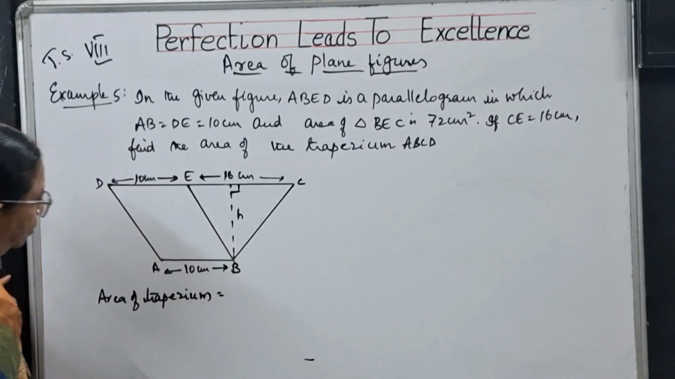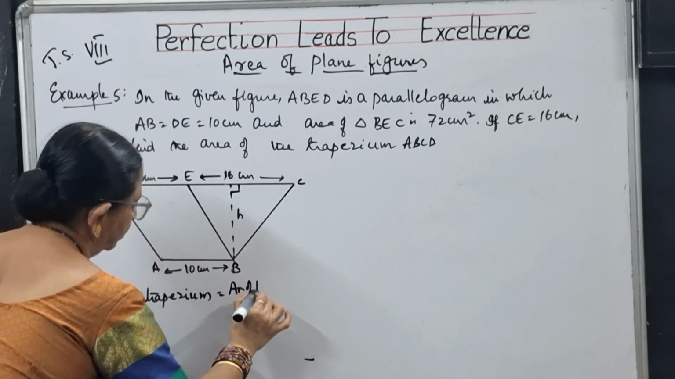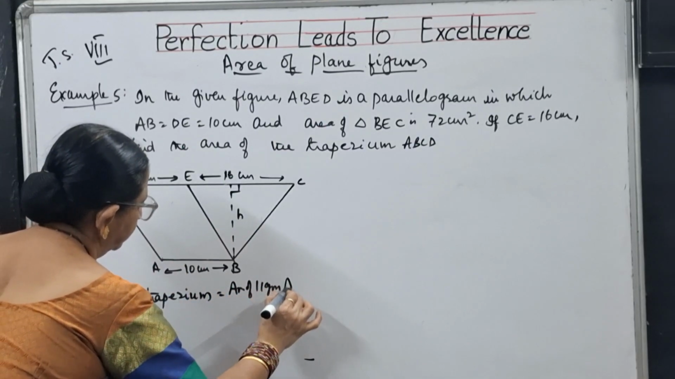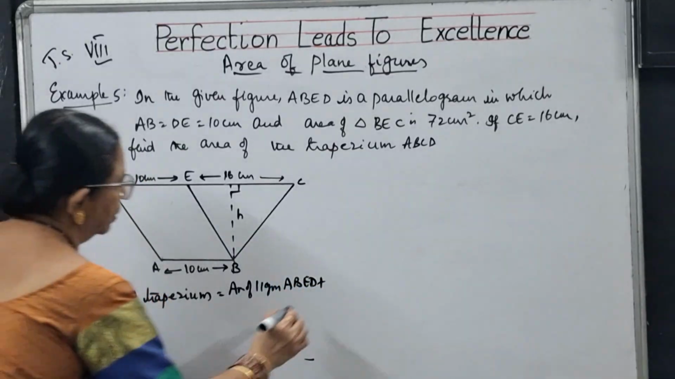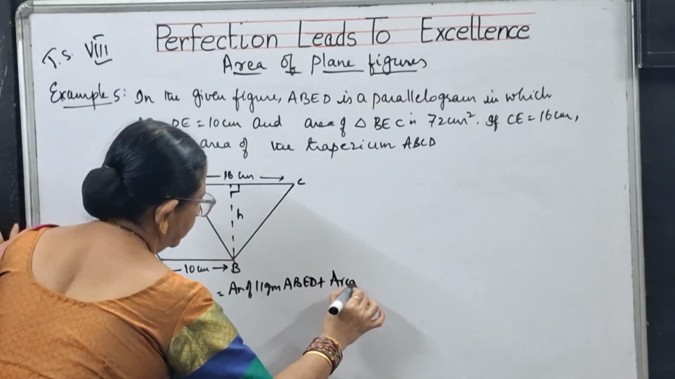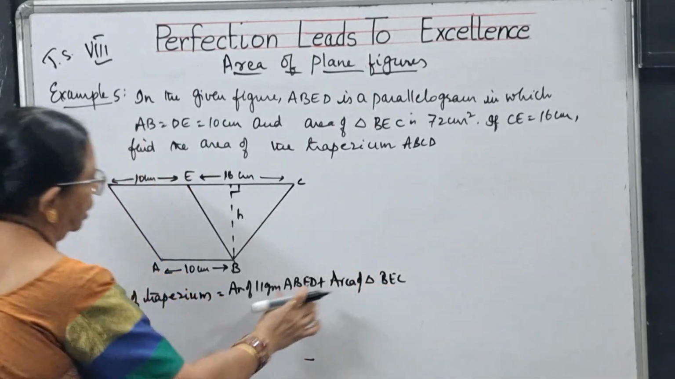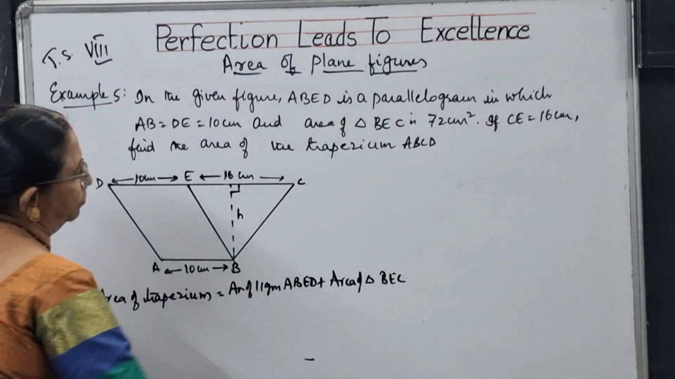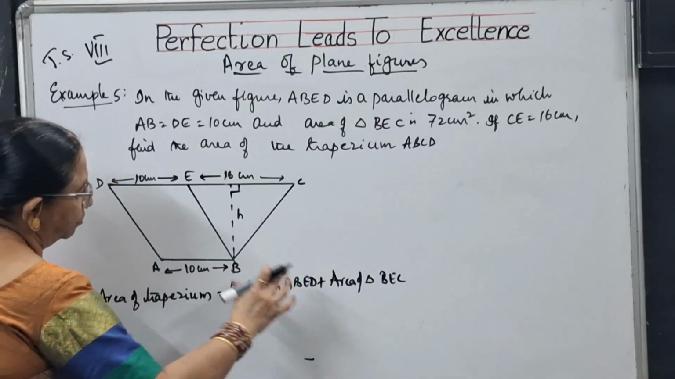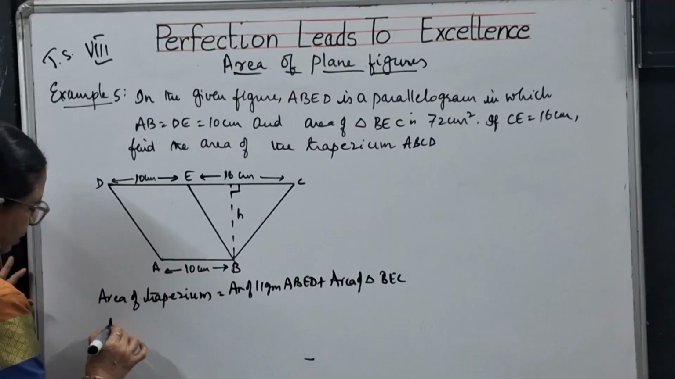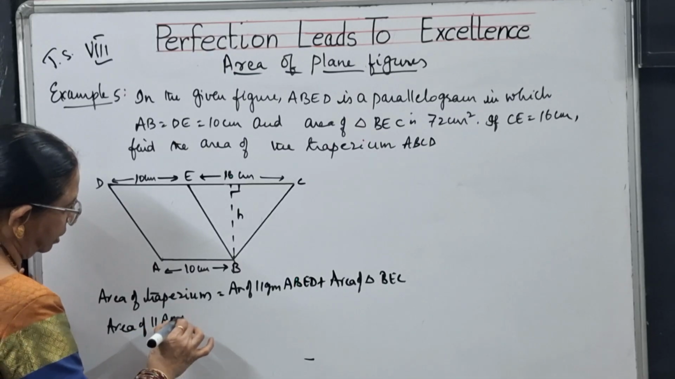So actually area of trapezium is equal to, see, total trapezium you have got because of area of parallelogram ABED plus area of triangle BEC. If you add these two, you will be getting it. So area of triangle already they have given us 72 square centimeters. You need to find out area of parallelogram. So what is area of parallelogram ABED?